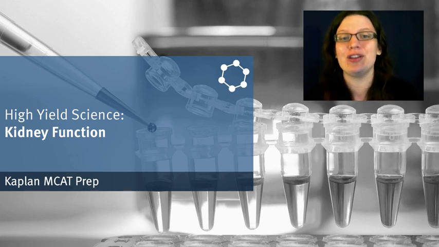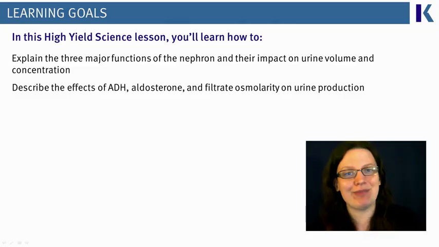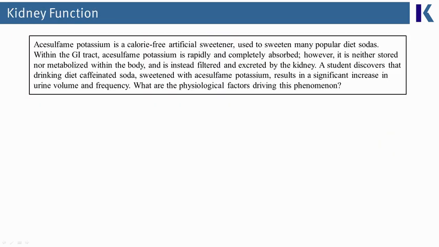This lesson is all about kidney function. We'll get started by taking a look at the different major roles of the nephron, and then we're going to move into talking about the different factors that can change urine production. Let's get started. Take a few moments to read through the given scenario.